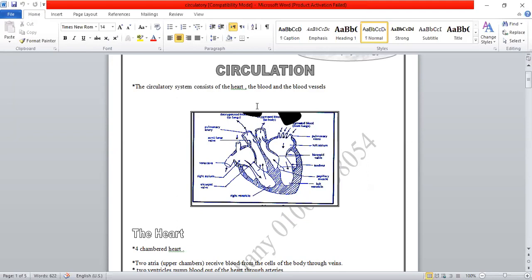Do you know muscle has the ability to contract and expand easily, or contract and relax? It is not made of bones, but it is made of muscle. Untired muscle, or non-tired muscle.